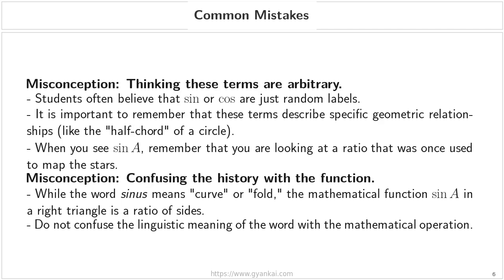Second, there is a tendency to confuse the linguistic history we just discussed with the actual mathematical function itself. It is important to distinguish between the two. For instance, while we learned that the Latin word sinus refers to a curve or a fold, the mathematical function sine of angle A in a right-angled triangle is strictly a ratio of the lengths of two sides. Please, do not let the etymology confuse the operation. The history tells us where the name came from, but the mathematics tells us how the ratio behaves.